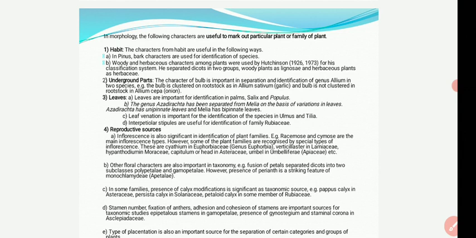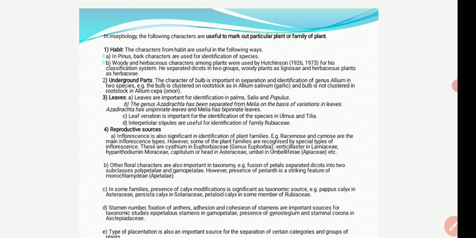Second character, that is underground parts. The character of bulb is important in separation and identification of the genus Allium into two species. For example, bulbs are clustered on the rootstock in Allium sativum, that is garlic, and bulbs are not clustered on the rootstock in Allium cepa, that is onion.